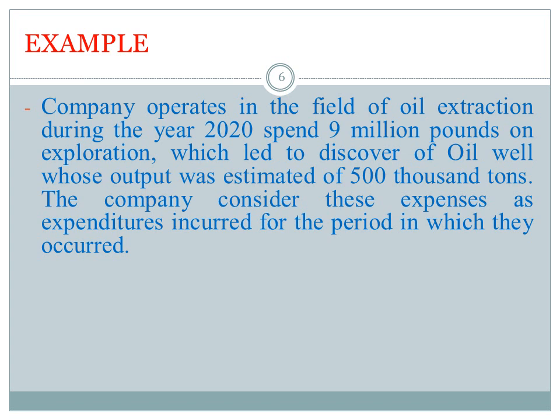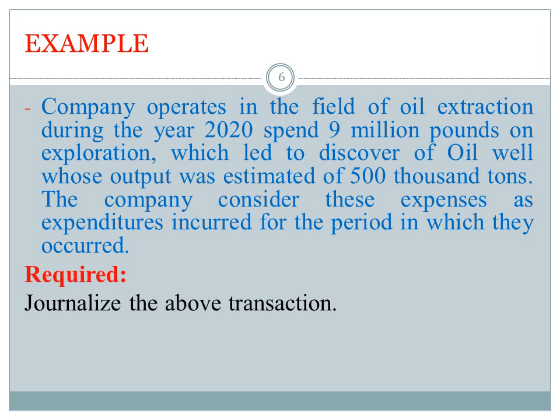Example: a company operates in the field of oil extraction. During the year 2020, it spent £9 million on exploration, which led to the discovery of an oil well. The output was estimated at 500,000 tons. The company considered these expenses as expenditures incurred for the period in which they occurred. Required: journalize the above transaction.